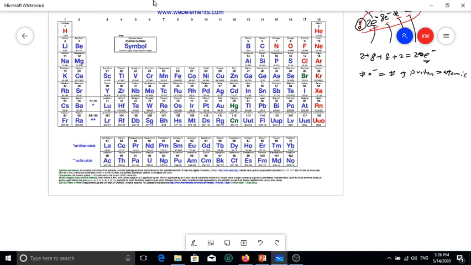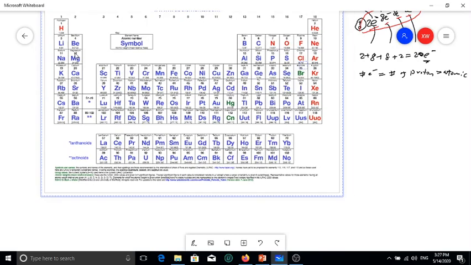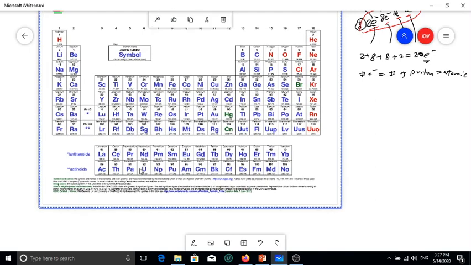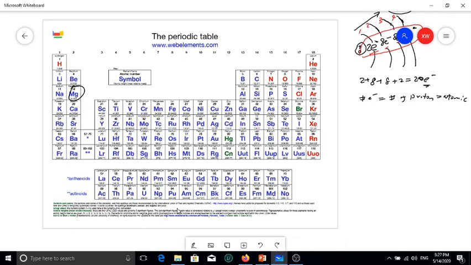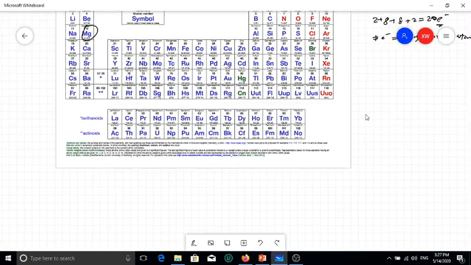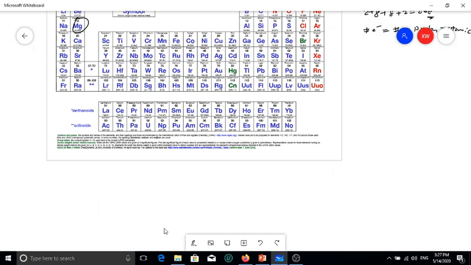So, for example, if you look at magnesium, which is Mg in the periodic table, number 12, it has a mass number of about 24. Alright, so let's see if we can draw the atomic diagram here for magnesium. You can pause the video here and see if you can try it.